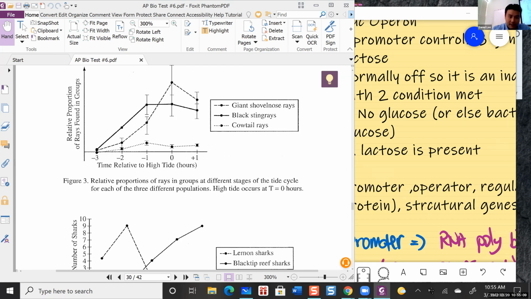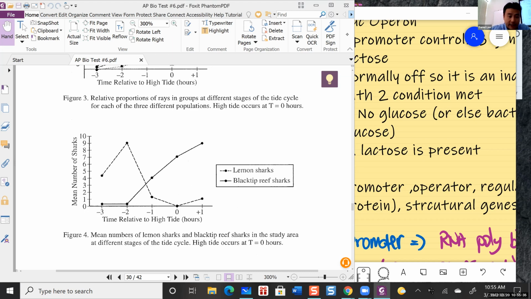Let's see this one. This one is talking about the 3 types of rays. Remember the cowtail, black, and giant? It looks like at high tide, there's more giant. So at high tide, the relative rate, there's more giant and black. Okay, for some reason. I don't want to overanalyze this one. Let's move on. Maybe because they're bigger than cowtail.